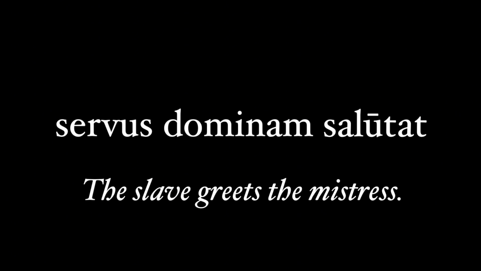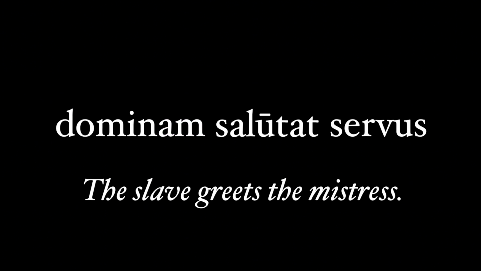So in Latin, we know that the ending of the word changes based on its grammar. So the word servus, slave, ends in us when it's doing the action and in um when it's receiving the action. This is the nominative case, and this one is the accusative case. So going back to our original sentence, servus dominam salūtat, the slave greets the mistress. The us ending on servus tells us that it's doing the action, while the am ending on dominam tells us that it's receiving the action.